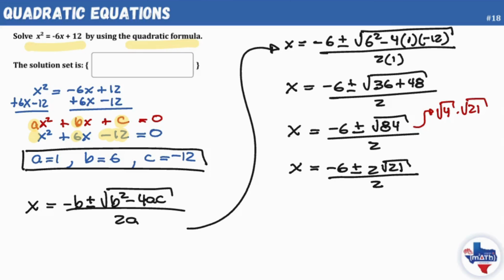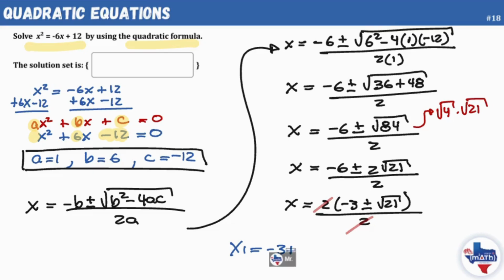We're going to pull a common factor of 2 that multiplies negative 3 plus minus root of 21 divided by 2. And this 2 on the numerator and the denominator will cancel out. From there, we can build our solution and say that x1 is equal to negative 3 plus root of 21, and our x2 is negative 3 minus root of 21.